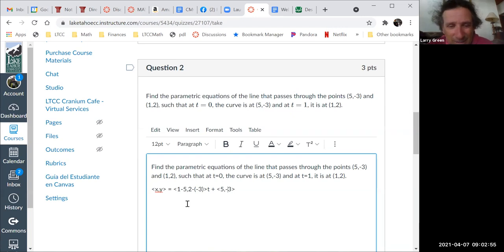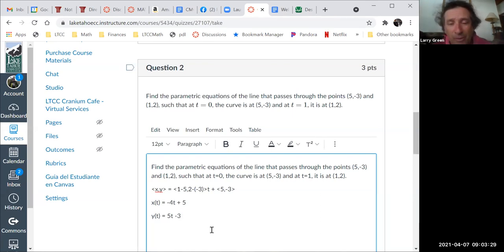Okay, so now let's just put this together and we can write x of t equal, and hopefully you're okay with me doing 1 minus 5 in my head. That's -4t plus 5. And y of t is equal to, and that's 2 minus -3, which is 5t minus 3. Any questions on that?